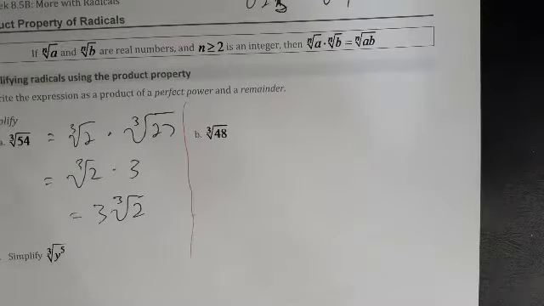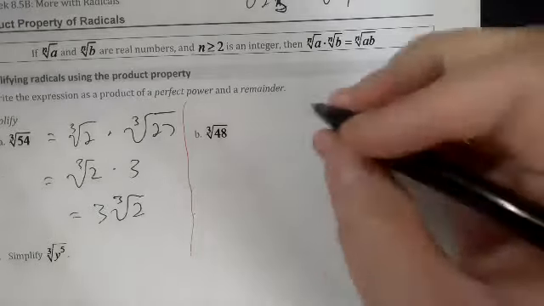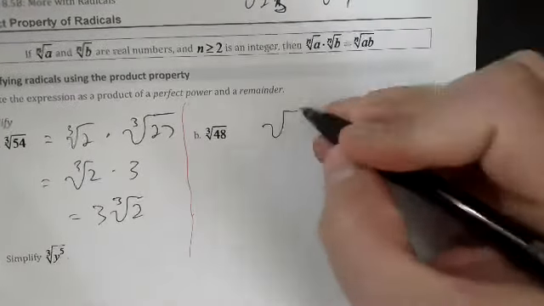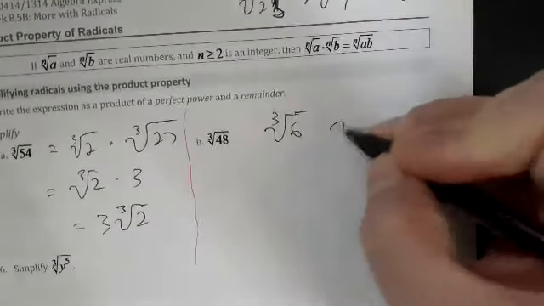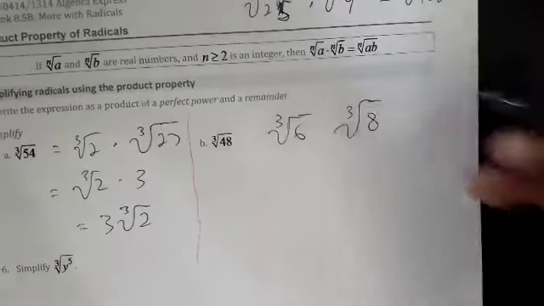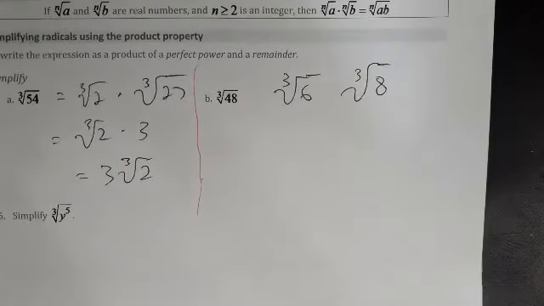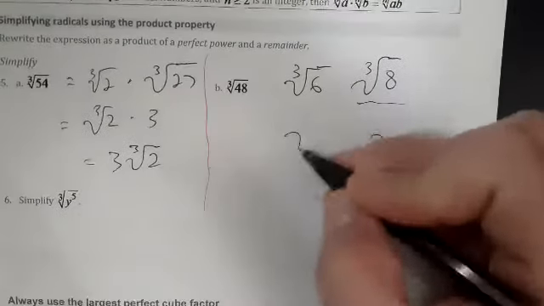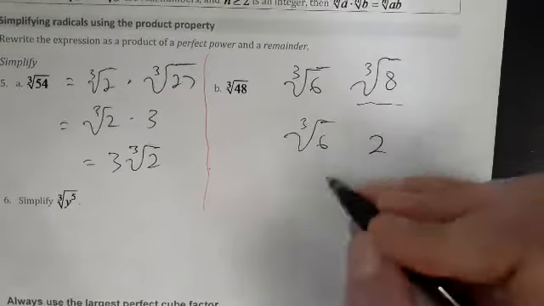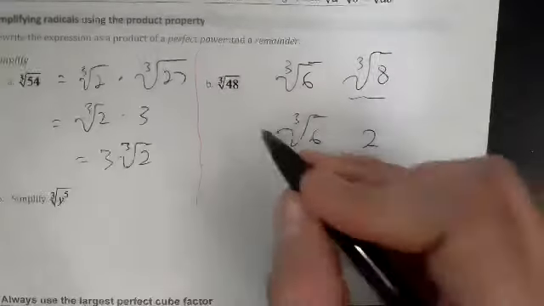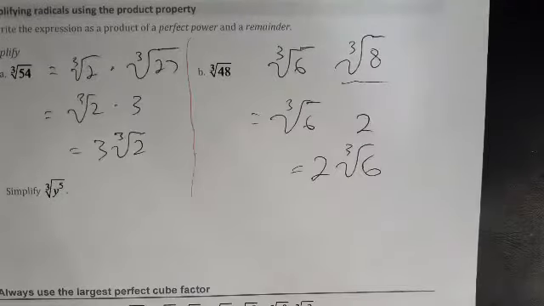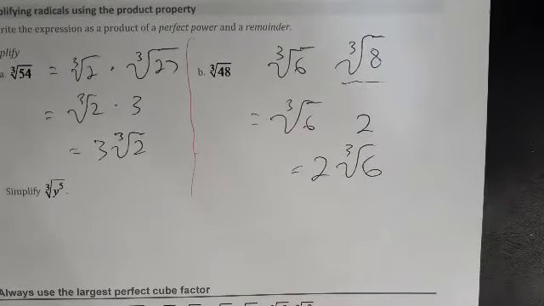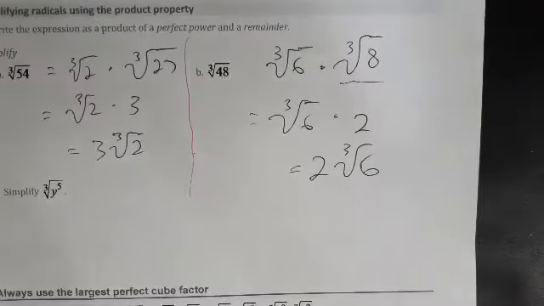Another way you might be able to do these, if you notice there is a perfect cube, which would be 8. Times 8, you can break it apart. You might be able to break this apart into 6 and 8. Recognize that this is a perfect cube. This is 2. And we're getting the same solution here. These are being multiplied.